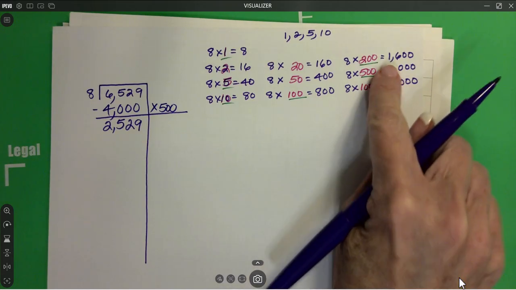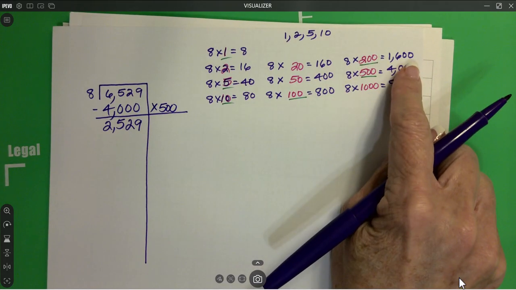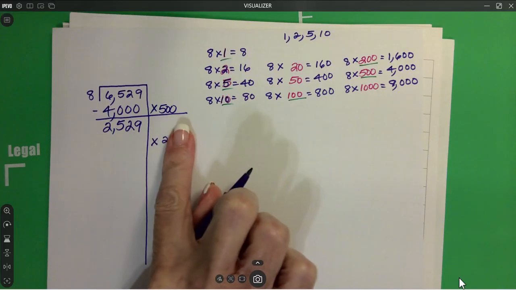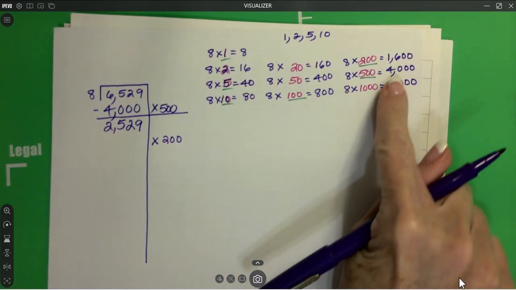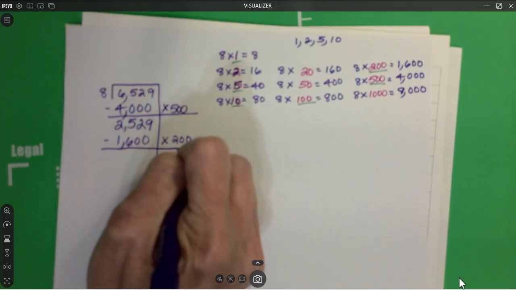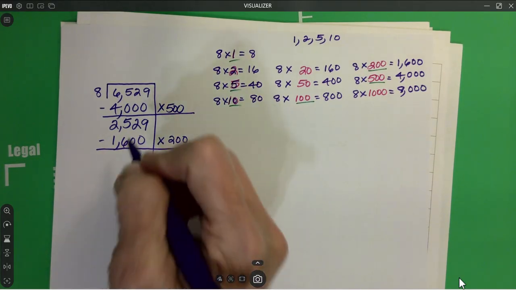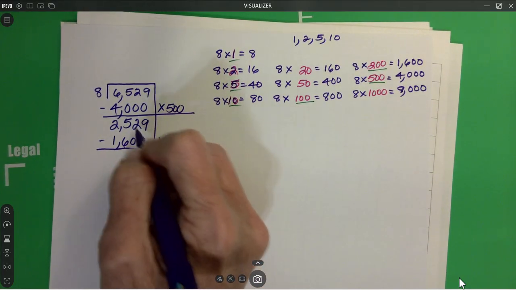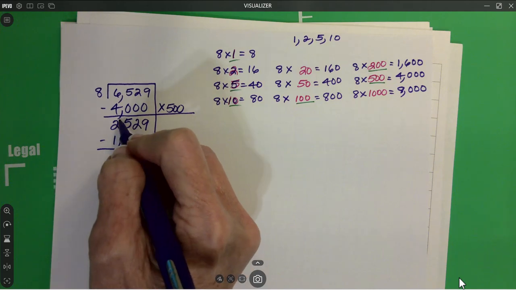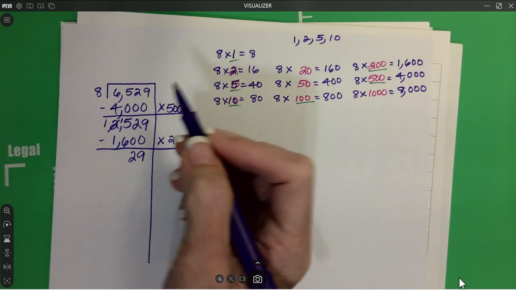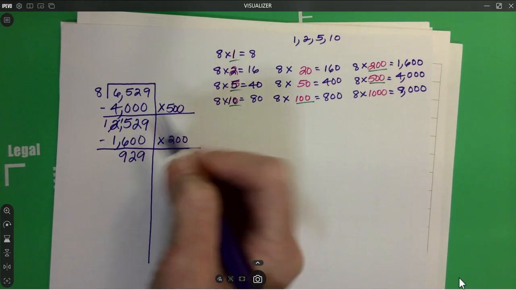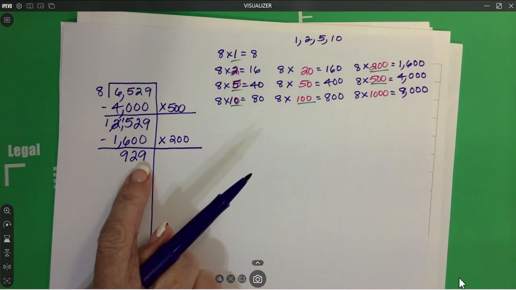And if I look over here in my list, I could see that I could take out 8 times 200 because that's 1,600. So I'm going to multiply by 200. 8 times 2 is 16. So 8 times 200 would be 1,600. I'm going to subtract 1,600. 9 minus 0 is 9. 2 minus 0 is 2. I cannot do 5 minus 6, so I'm going to have to regroup. I'll cross out my 2, make it a 1. That makes this a 15. And 15 minus 6 is 9. So now I have 929 left.